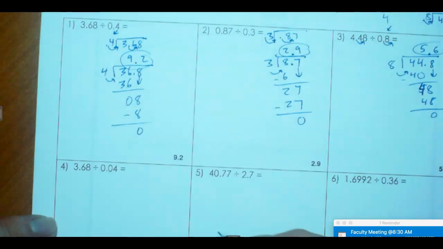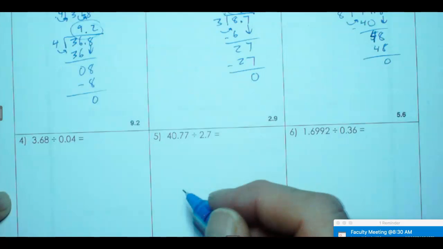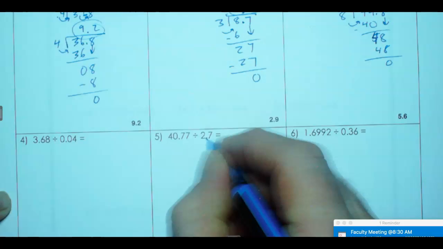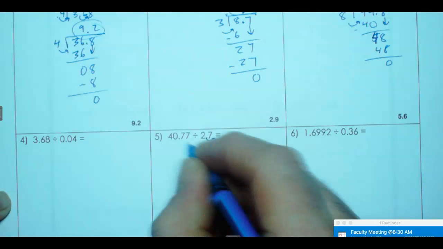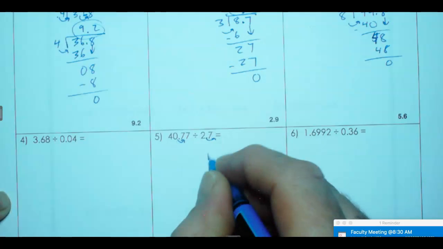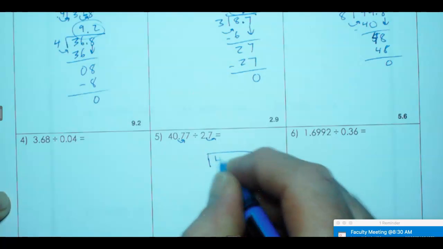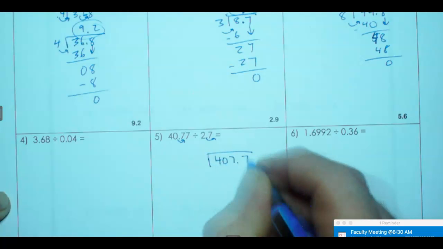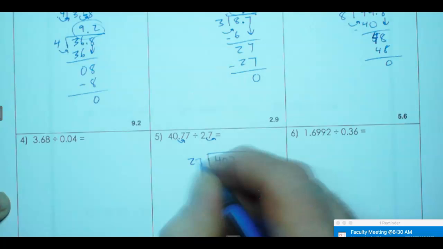Do one harder one here. So this is where we're concerned about the decimal, so I'm going to move it there, and I'm going to move it here. So my new problem is 407.7, and we're dividing by 27.